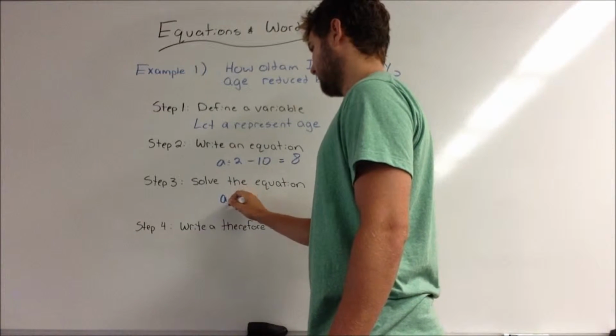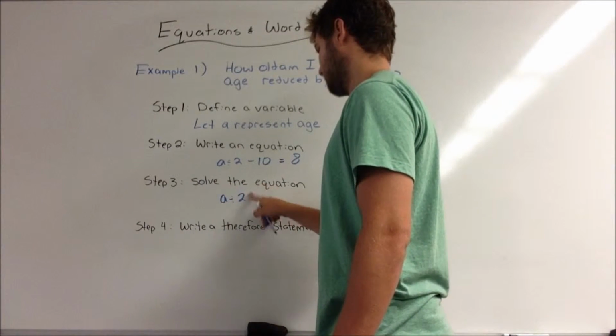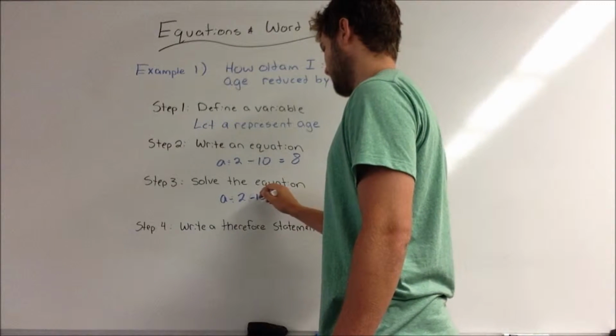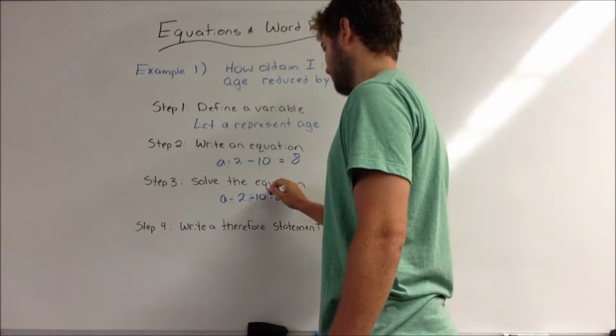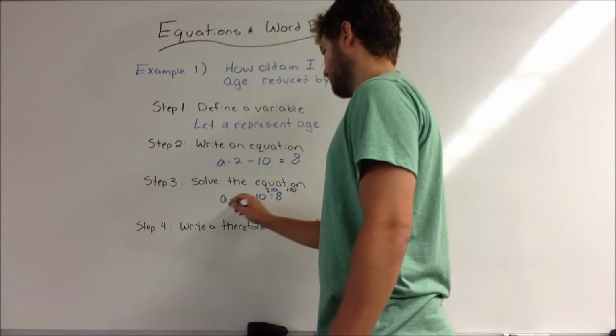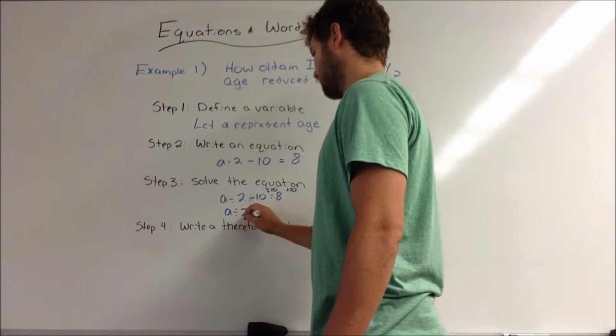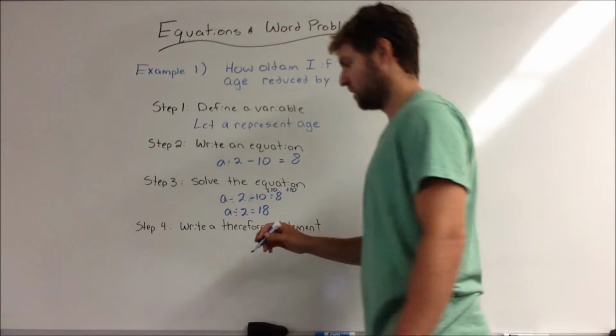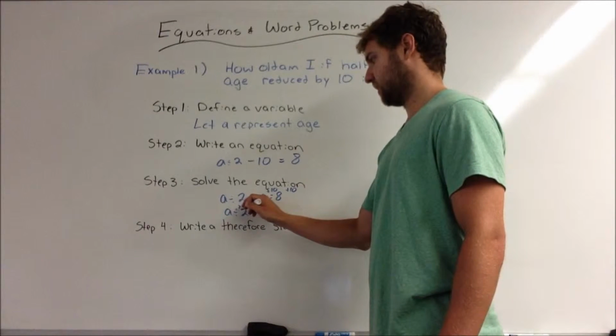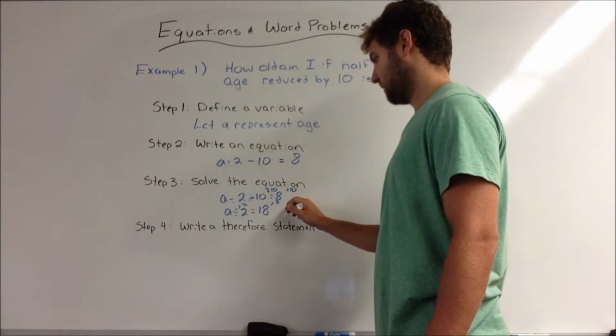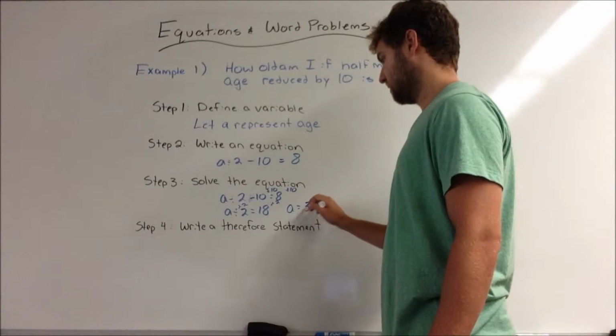So A divided by 2 minus 10 equals 8. So I'm going to add 10 to both sides. So A divided by 2 equals 18. Then I'm going to multiply both sides by 2. And we get A is equal to 36.